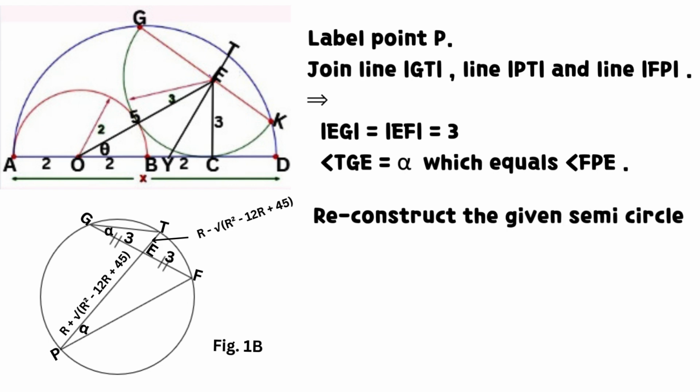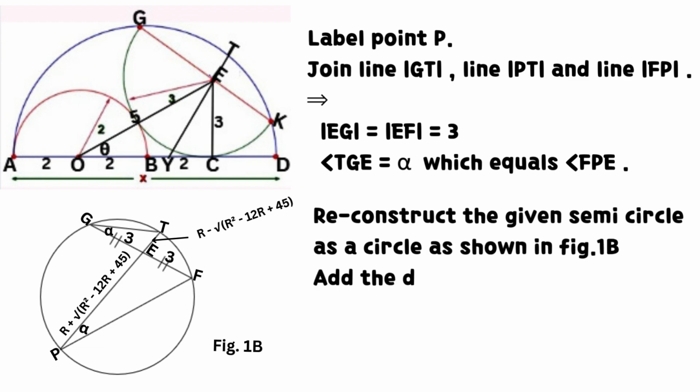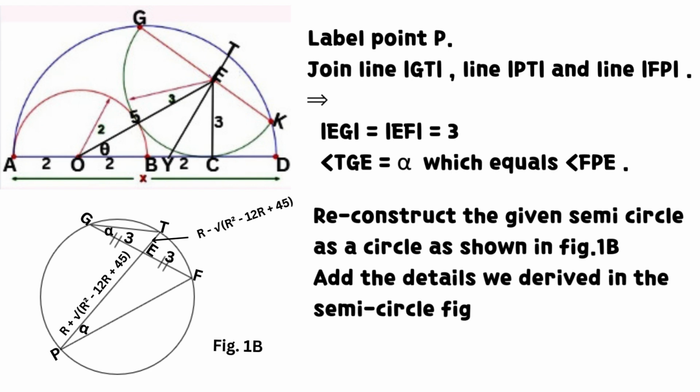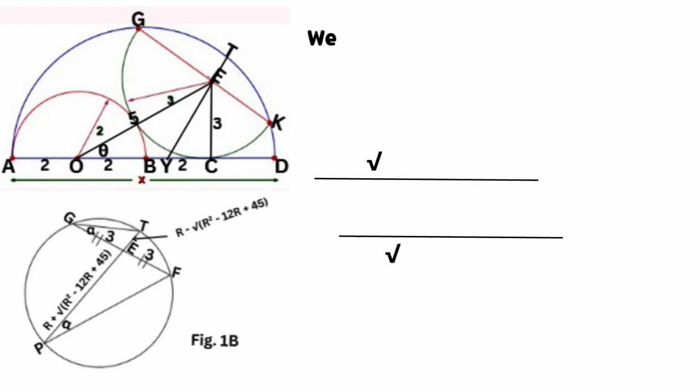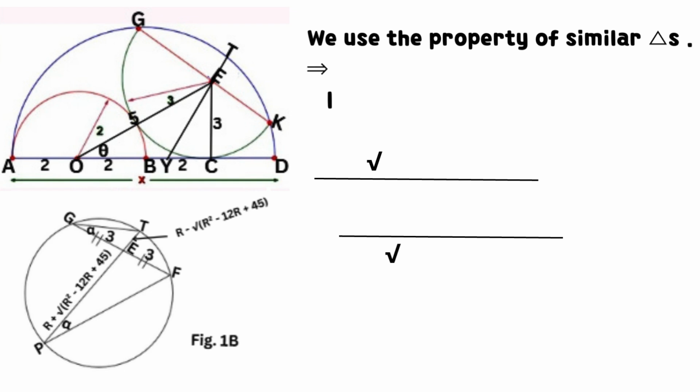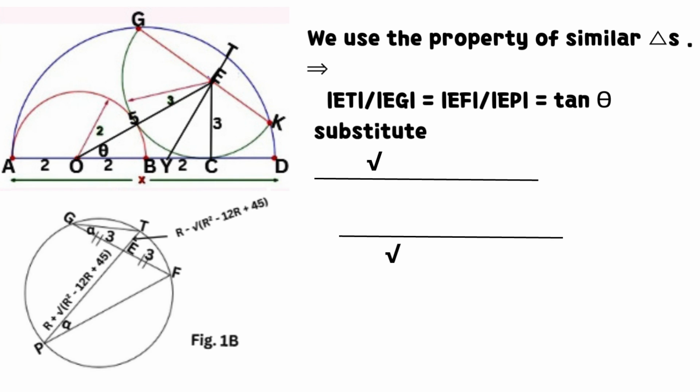Reconstruct the given semicircle as a circle, as shown in Figure 1b. Add the details we derived in the above figure of semicircle. We use the property of similar triangles. It implies that line ET divided by line EG equals line EF divided by line EP equals tan theta.